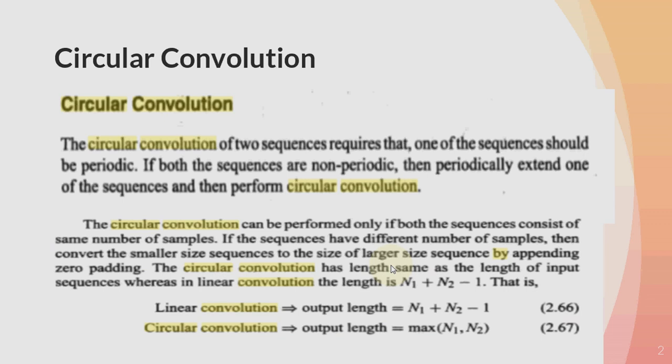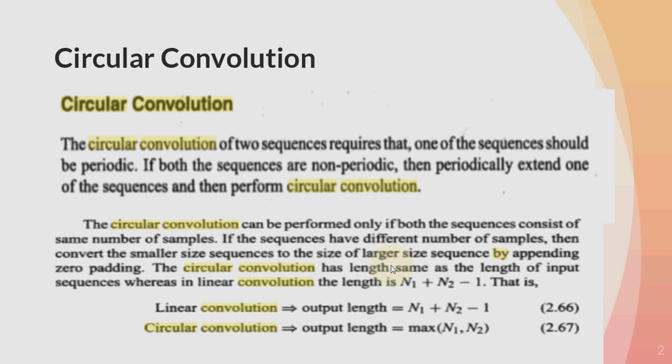If both sequences are non-periodic, then periodically extend one of the sequences and then perform the circular convolution. Circular convolution can be performed only if both sequences consist of the same number of samples. So this is the condition for the circular convolution. The two signals must contain the same number of samples, then only we can perform the circular convolution.